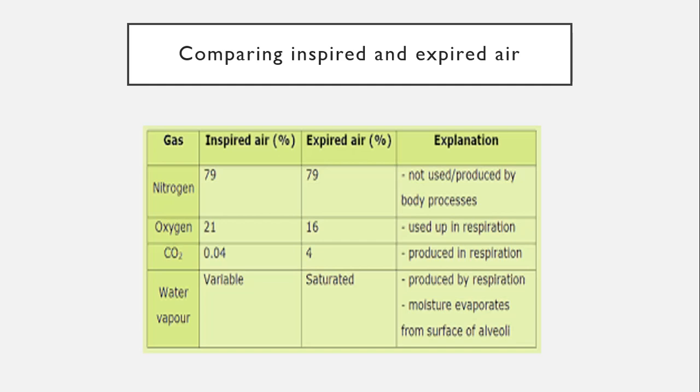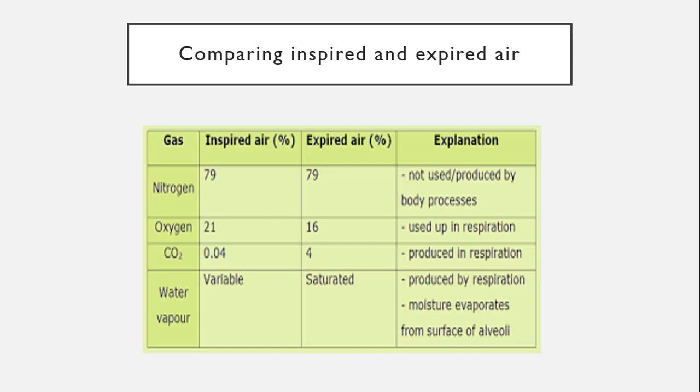Nitrogen, as you notice in inspired and expired air, has the same percentage. It doesn't change. Why? Because it is not being used by the body. We do not take nitrogen from the atmosphere. We take it from our food, from proteins. So nitrogen stays the same. Once air gets in with 79% nitrogen, it gets out also with the same amount, or the same percentage or ratio.